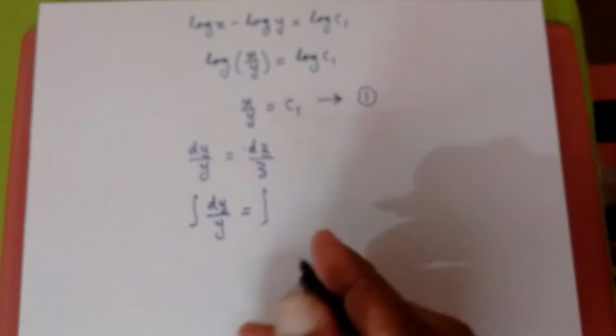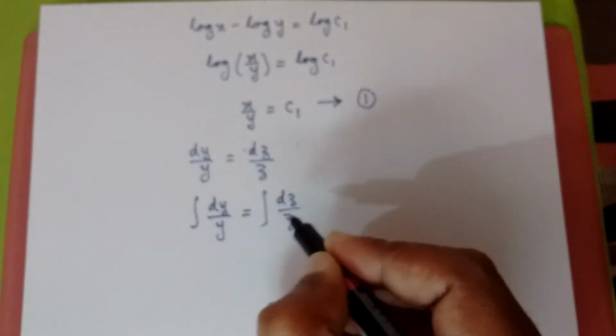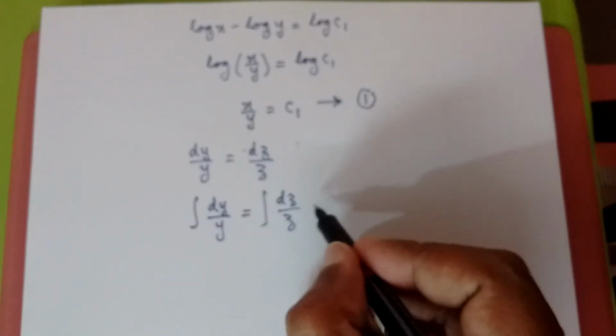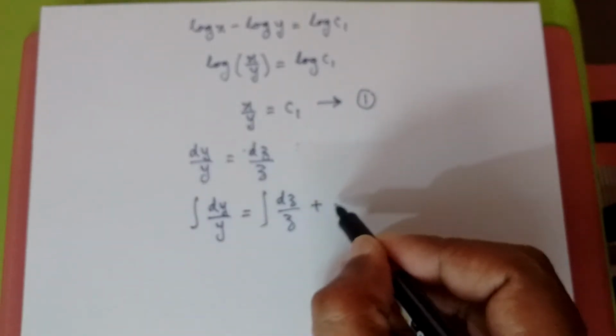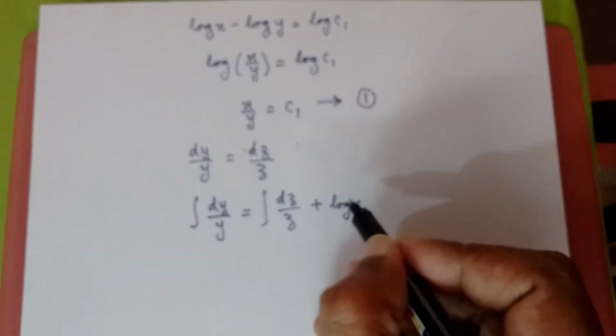Let us try to integrate this one. On both sides you will get integral of dy by y is equals to integral of dz by z. So whenever you try to integrate, you need to add the constant of integration. Let the constant of integration be log of c2.